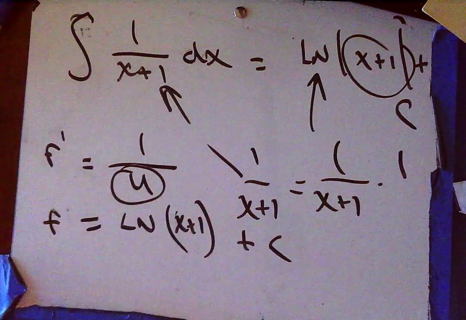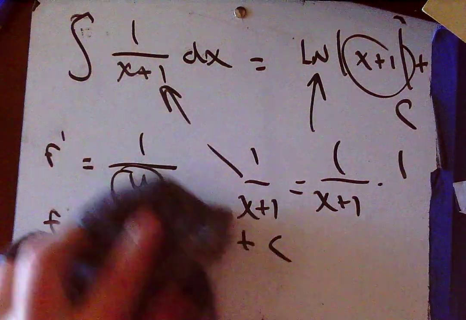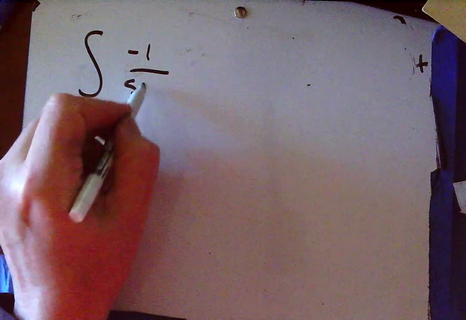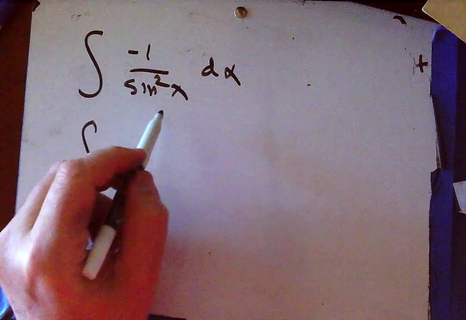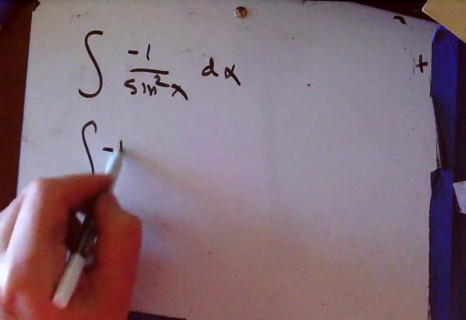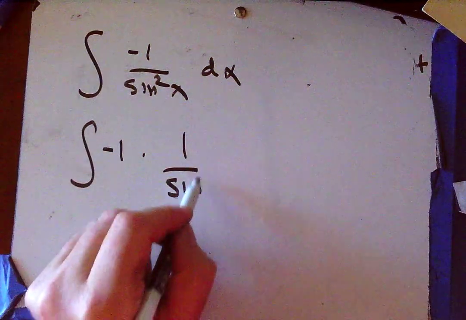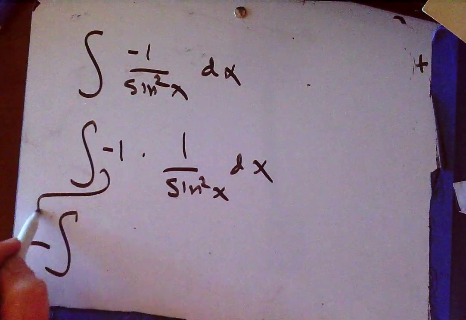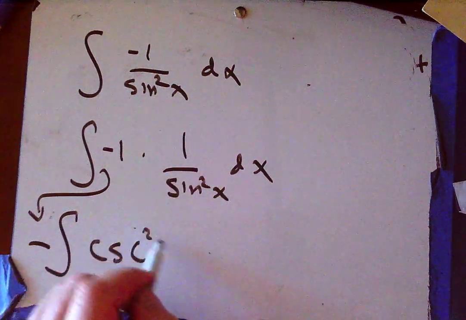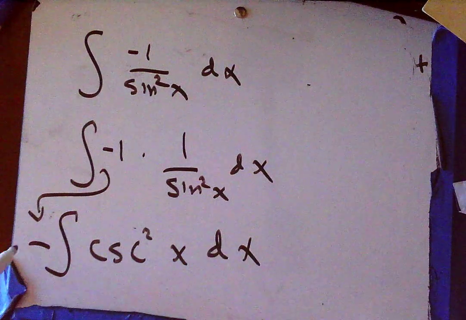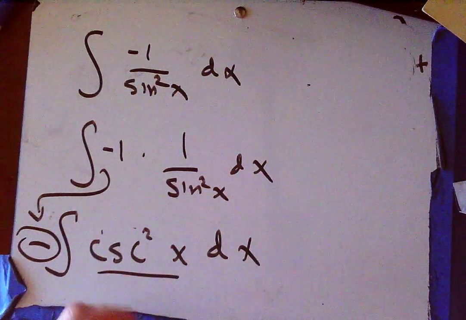Okay, and then finally, our last problem. The integral of negative 1 over sine squared x dx. Well, I think you should recognize that this is negative 1 times 1 over sine squared. Why? Well, you can pull that negative out. And then what's 1 over sine squared? Ooh, cosecant squared. In fact, I have negative cosecant squared.